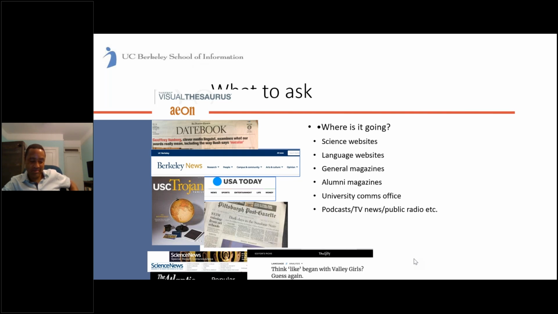But the media landscape over the last 30 years, since I started doing my NPR broadcast, has become so variegated that there are just a huge number of potential venues for interesting ideas about language. There are science websites like EON and others. There are numerous language websites. There are general magazines. I say magazines, but I mean things like The Atlantic and The Daily Beast and so on and so forth. Alumni magazines I'll come to in a moment. And then podcasts we've heard about and public radio and so on.